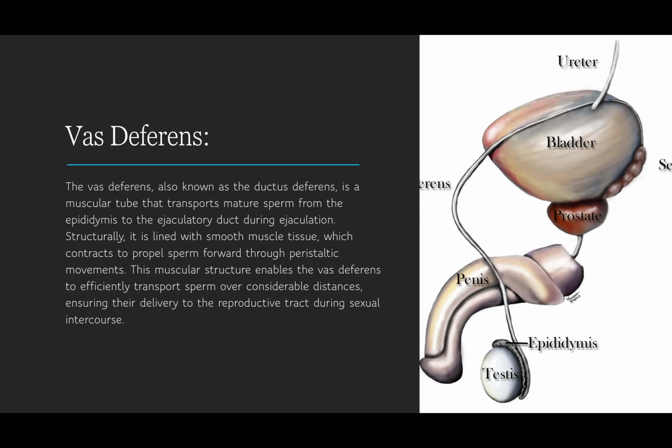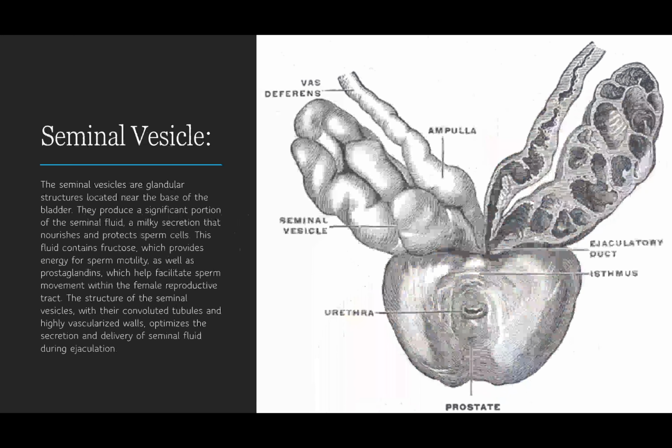Everything good so far. We did the testes, the epididymis, and the vas deferens. Lovely. The seminal vesicle now. The seminal vesicles are glandular structures located near the base of the bladder, right? And they produce significant portions of seminal fluid, semen, right? So semen is generally a milky secretion, right? That nourishes and protects sperm cells.